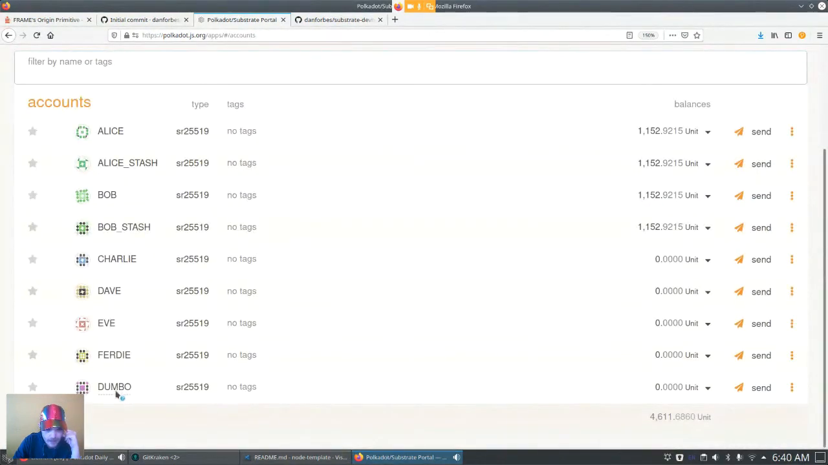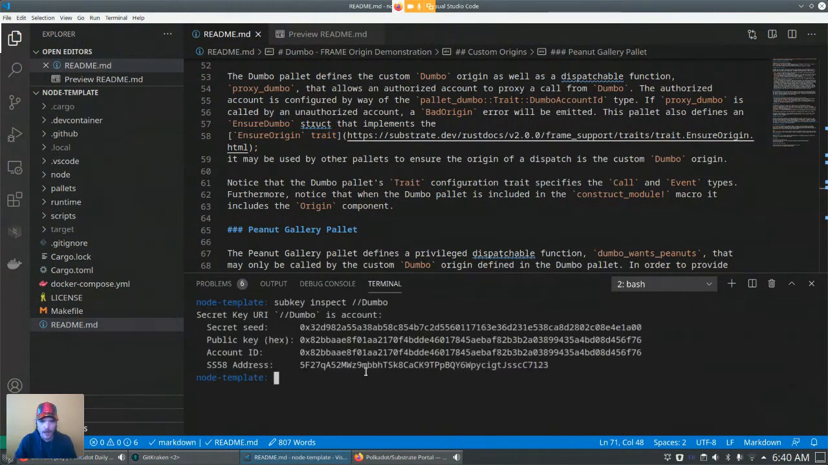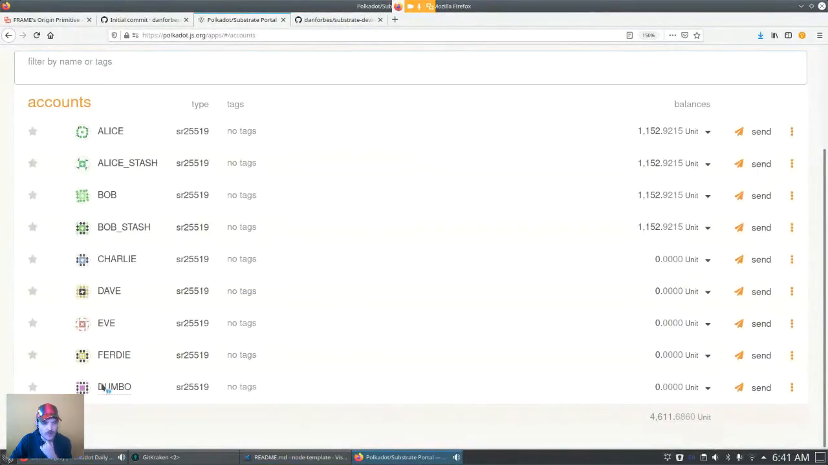Okay, so you can see that there is this account Dumbo here. And how did I create this account? I used the subkey binary, which ships with Substrate or is part of the Substrate repo. And this helps you generate keys and stuff. So I wanted to create some idea of a privileged user. So I used the subkey tool to create this Dumbo account, and I previously added it to Polkadot.js apps UI. So now Polkadot.js apps UI knows about this account, and I can make transactions from it.